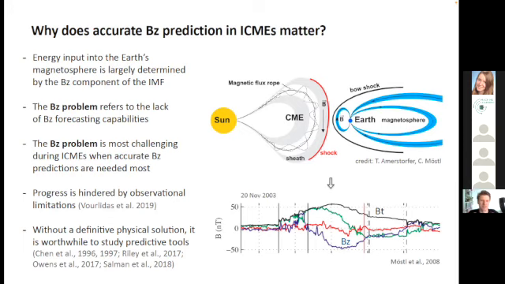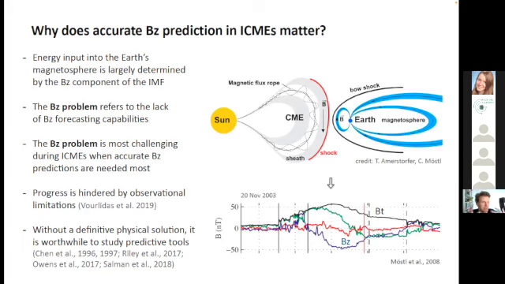And quite ironically, during ICMEs, when accurate Bz estimates are basically needed the most, the Bz problem is most relevant and most difficult. Solving this Bz problem is really challenging for a number of reasons, mainly observational, because we don't understand what is happening in the early evolution of an ICME. We don't really know what is happening in interplanetary space, how the ICME interacts with the ambient solar wind, and so on. So a number of problems make solving this very challenging.